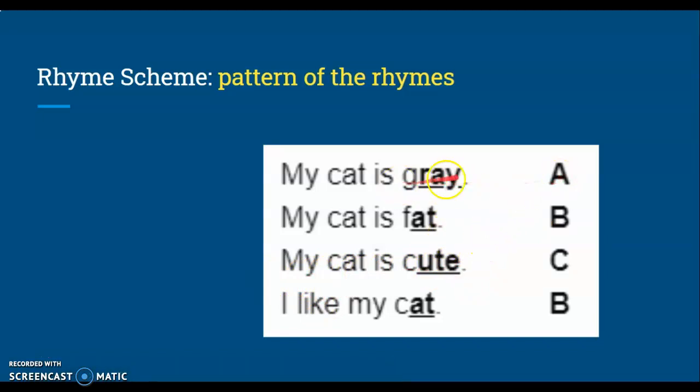Well, this doesn't rhyme with any of those, right? It doesn't rhyme with A, which is gray. It doesn't rhyme with B, which is fat. So it gets a new letter, C. I like my cat. Well, wait a second. Cat rhymes with fat, and fat is labeled with a B. So that means I go down here and also label it with a B because these two lines rhyme with each other. This line doesn't rhyme with any of them. That's why there's only one A. And this line doesn't rhyme with any of them. That's why this is the only one with a C.